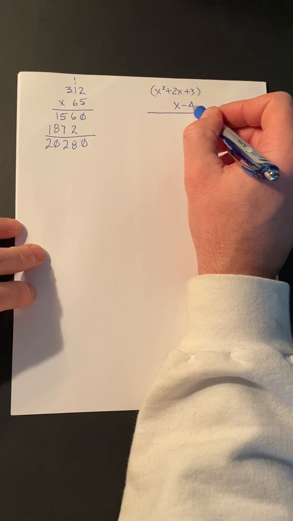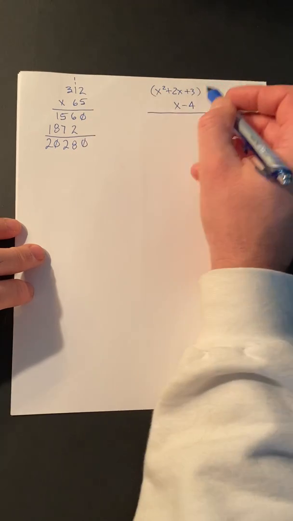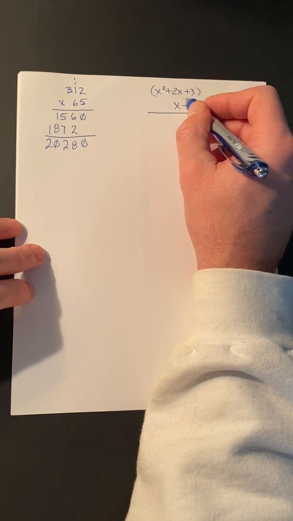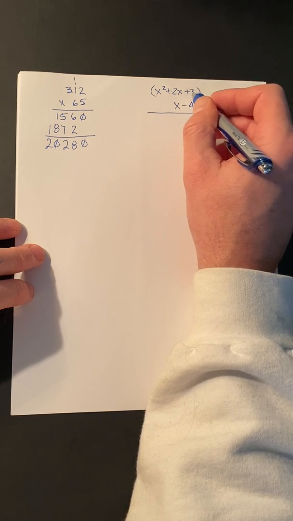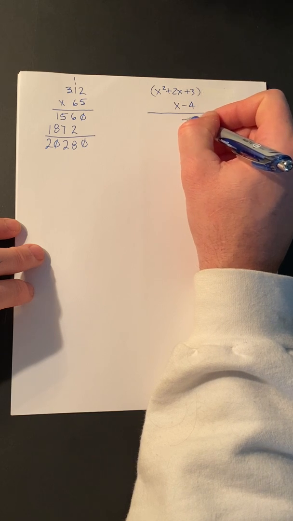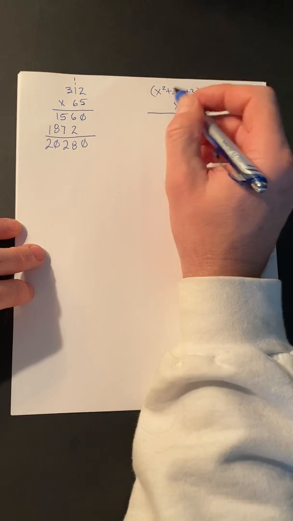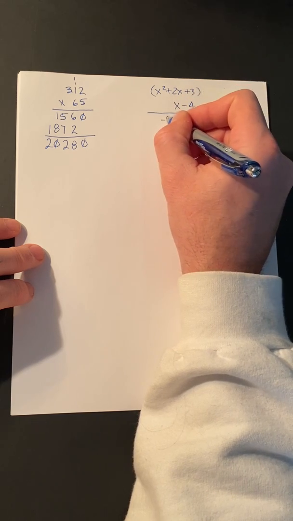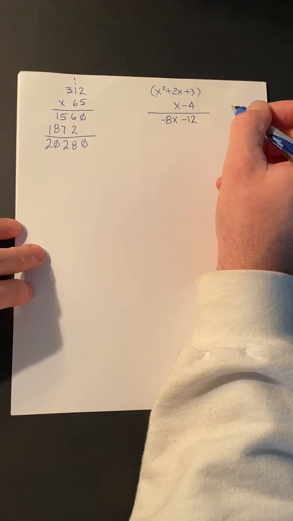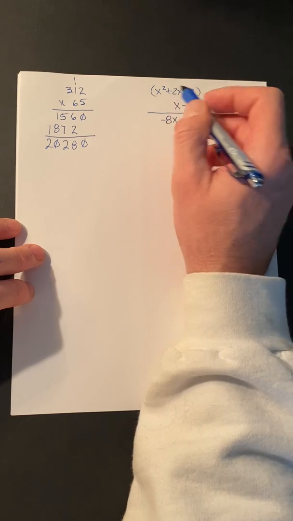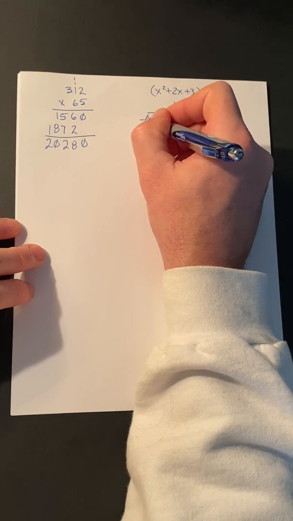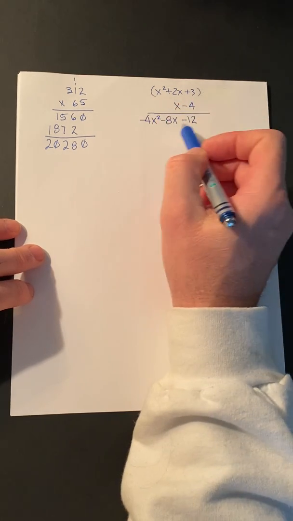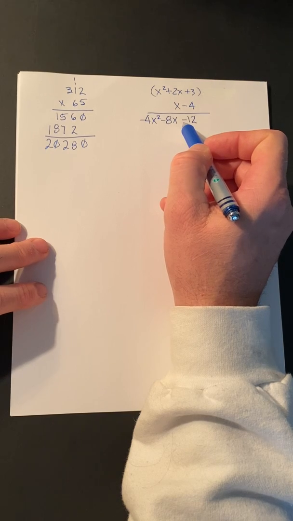So I want to take my 4, just like my 5, and multiply it by all of these digits. So this is a minus 4 here. So minus 4 times 3 is minus 12, right? Minus 4 times 2x is a minus 8x. And minus 4 times x squared is a minus 4x squared, okay? So it actually produces another polynomial, doesn't it?